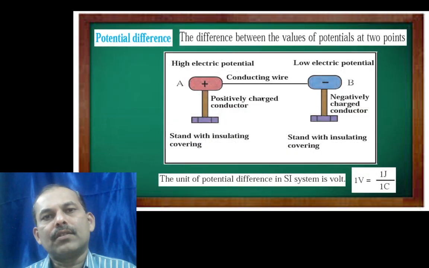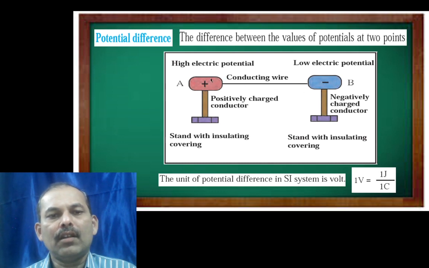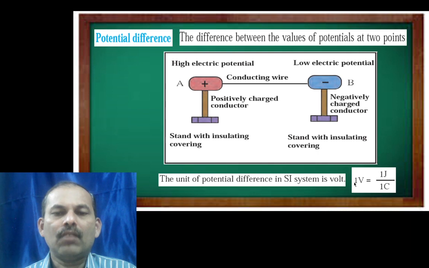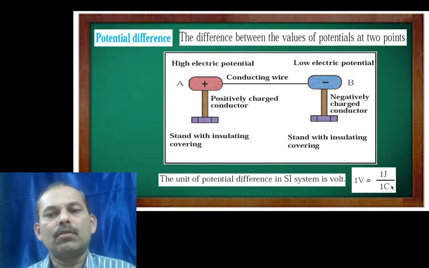Potential difference. Here, the difference between high electric potential and low electric potential, that is, positively charged conductor and negatively charged conductor. The difference between the values of potential at two points is called potential difference. The unit of potential difference in the SI system is volt. That is, 1 volt equals 1 joule per 1 coulomb.